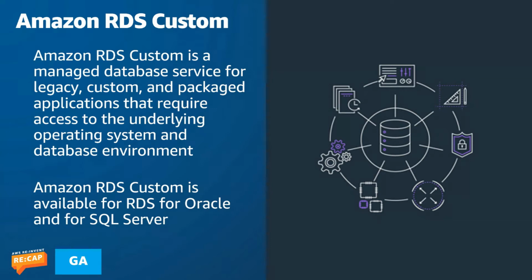use RDS Custom, which is a managed service for applications that require customization of the underlying operating system and the database environment. This service provides you the benefit of RDS automation with the access needed for legacy, packaged, and custom application. With RDS Custom, all the resources are provisioned in the customer's AWS account, enabling you to have full access to the underlying EC2 instance and the database environment.